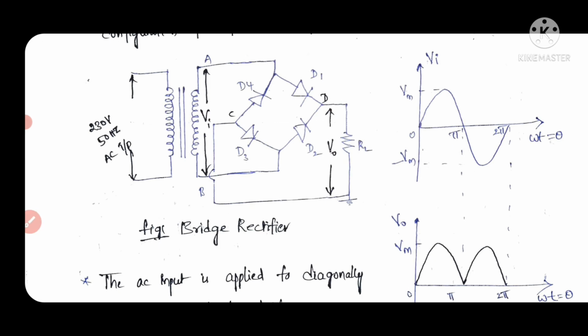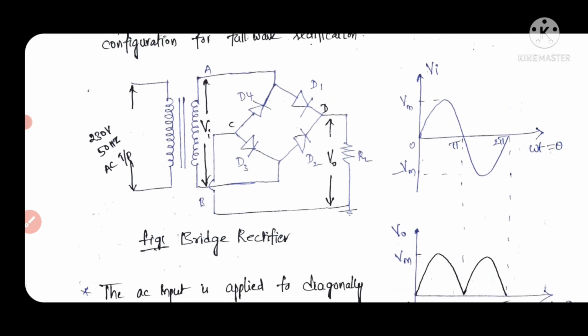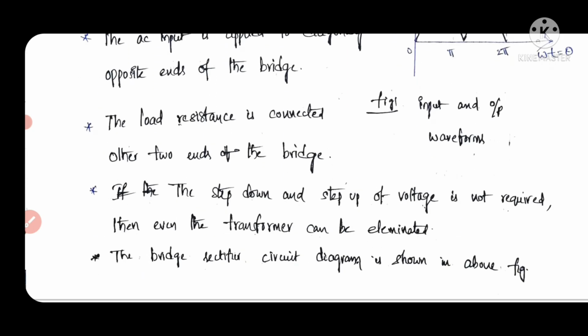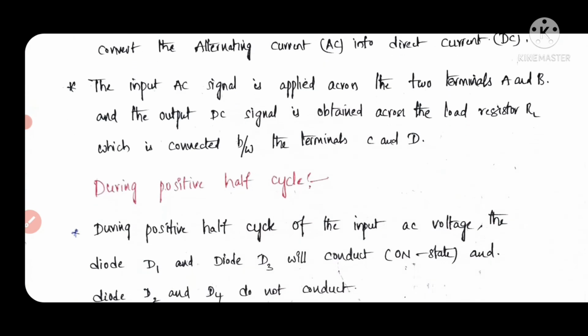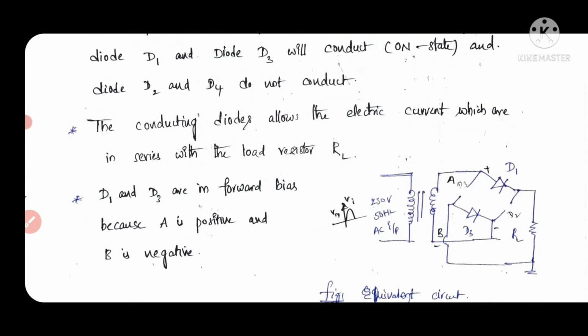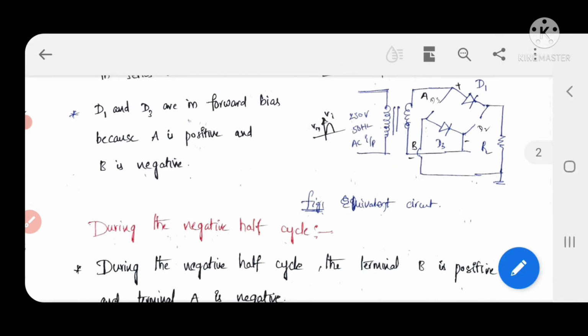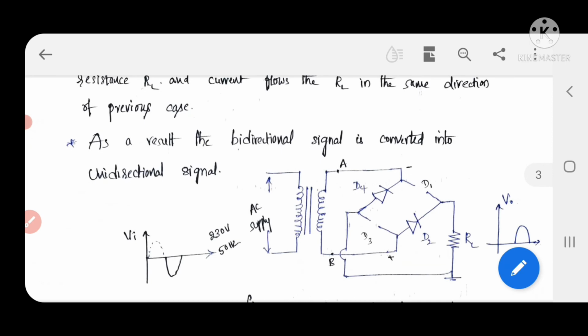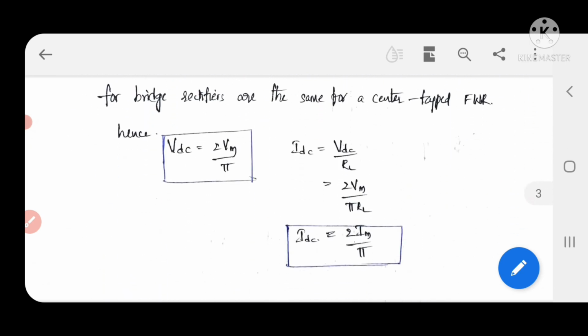It provides some paths for current flowing from A to B, that is, through the RL load resistor. Therefore it converts both half cycles. So this is the output waveform for the bridge rectifier. During the positive half cycle D1 and D3 are in on condition, and during the negative half cycle D2 and D4 are in on condition. The output comes like this, for both half cycles.